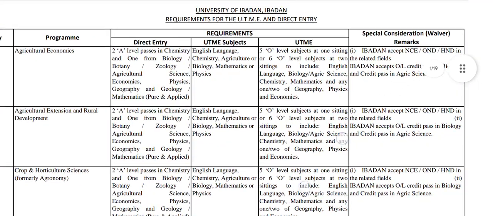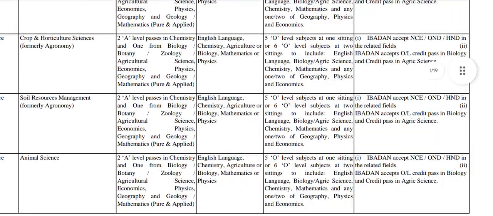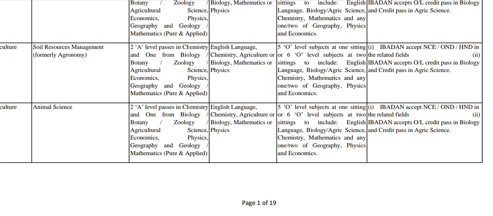So here now, the next one is for O level requirement. So when you get to this stage, you have to check the O level requirement for the course you are applying for. It is very important that you have the O level requirement apart from the other qualification you want to use.